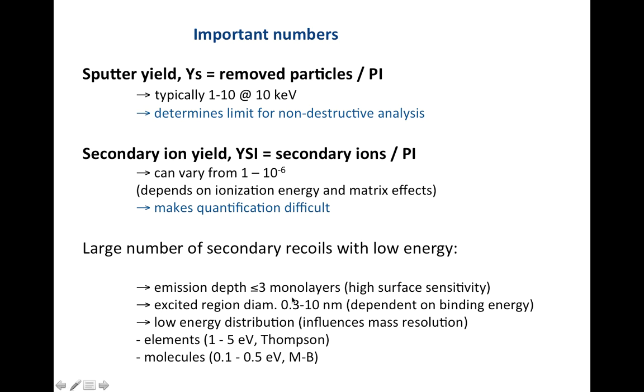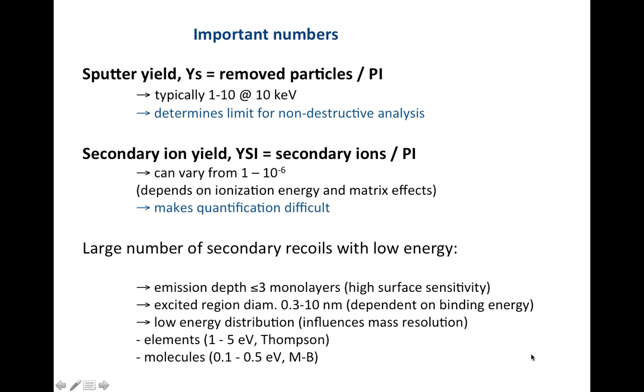So, if you have a large number of secondary recoils with low energy, you limit the emission depth to less than 3 monolayers. So you're looking only at the surface. You can also look at the diameter of the excited region, and it goes from some tenths of a nanometer to 10. And of course, it depends on the binding energy. And then the low energy distribution, of course, influences the mass resolution.